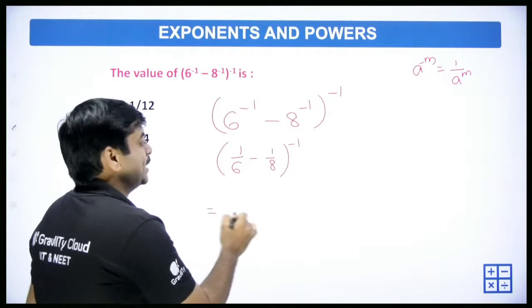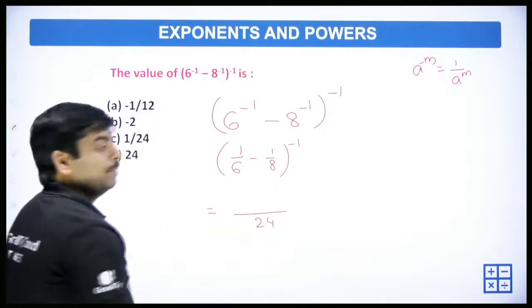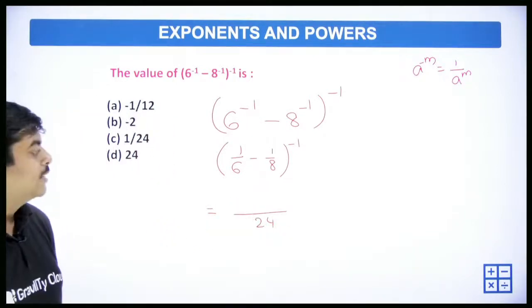So what is the LCM of 6 and 8? It says 24, if I'm not wrong. Please try to find it out. The LCM of 6 and 8 is 24.